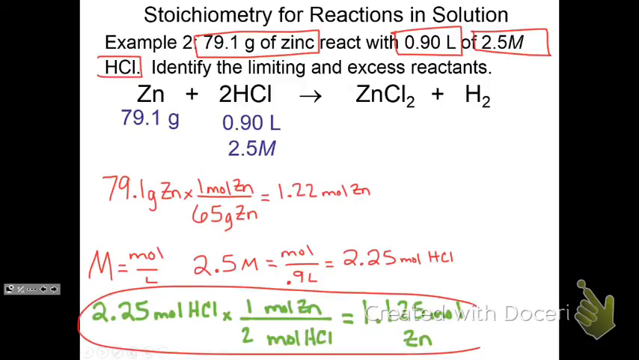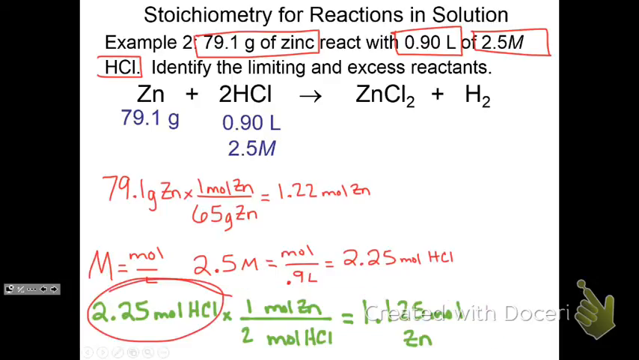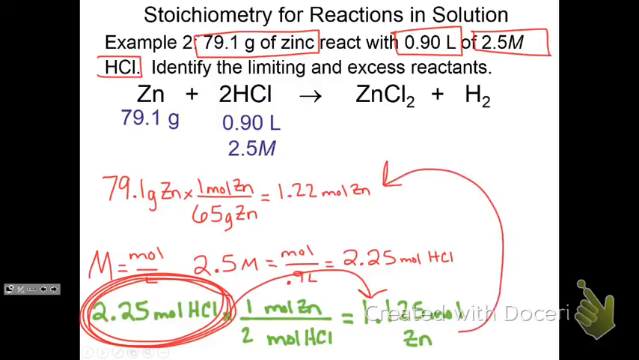So what the heck is this telling me? Why did I just do this extra little mole-to-mole conversion? What's the point of this? This is actually telling me if I use all 2.25 moles of my hydrochloric acid, I will need 1.125 moles of zinc. That's how much I would need to hypothetically use all of my HCl. So the question is, do I have that much? Do I have more than 1.125 moles of zinc? And when I compare it to how much I'm starting with, 1.22, the answer to that question is yes, I do have that much.